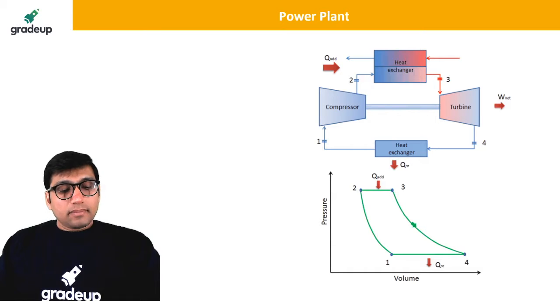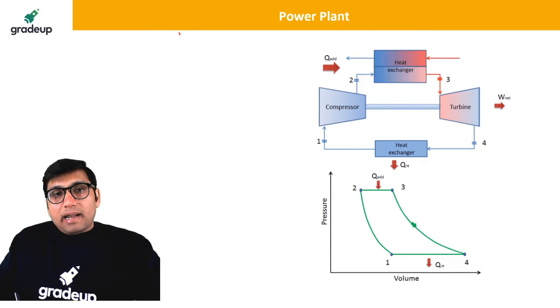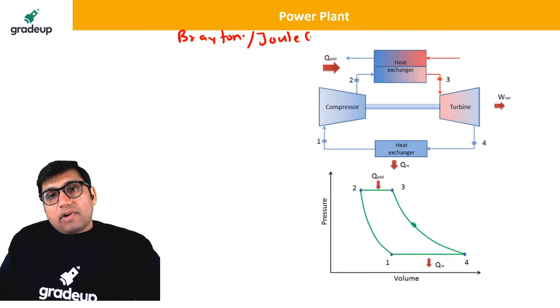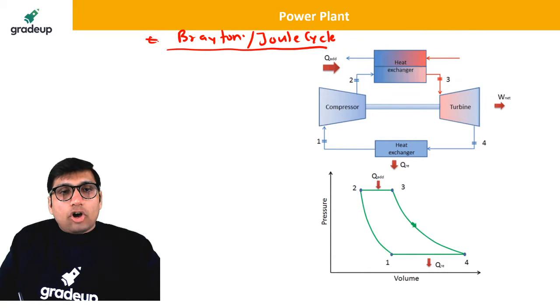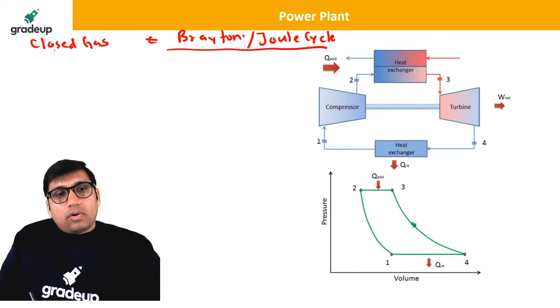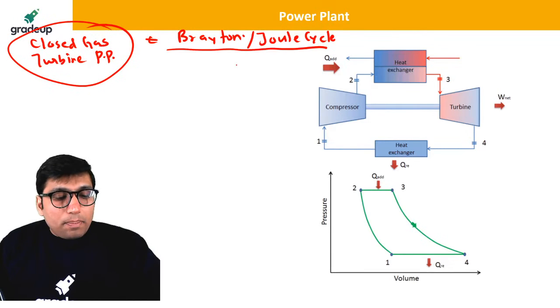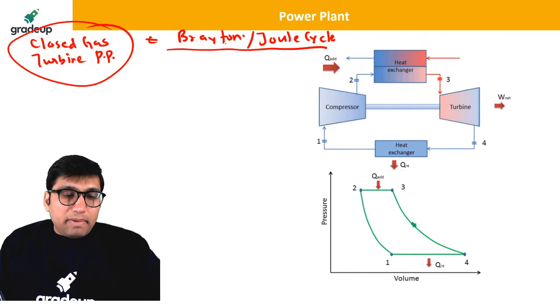Now let us study the Brayton cycle. You can call it the Brayton or Joule cycle. It is the working cycle of a closed gas turbine power plant, or closed gas turbine cycle. The working cycle of a closed gas turbine power plant is the Brayton cycle or Joule cycle.